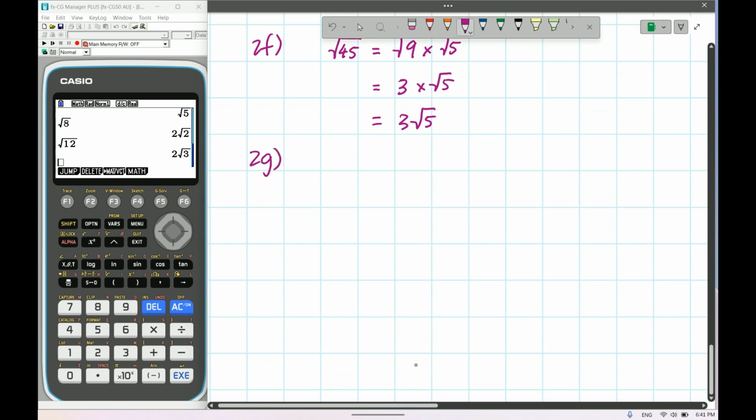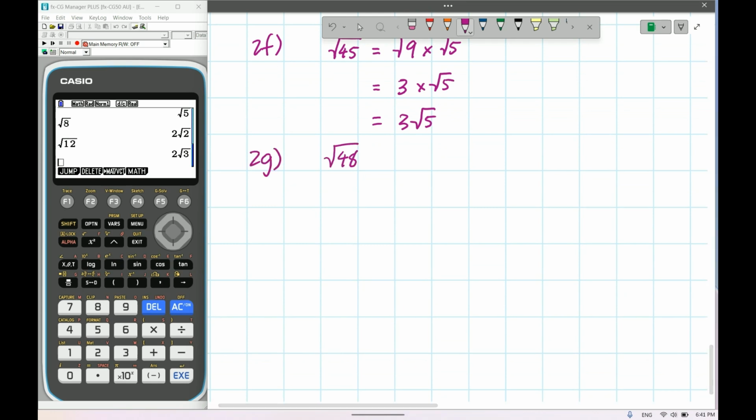2g, root 48. Because I've been doing this for a good chunk of time, I'm pretty sure that I can break this up into square root 16 times square root 3. If you need to break it up into smaller factors, that's absolutely fine. Everyone runs their own race. Square root 16 is 4 times root 3, so it becomes 4 root 3.